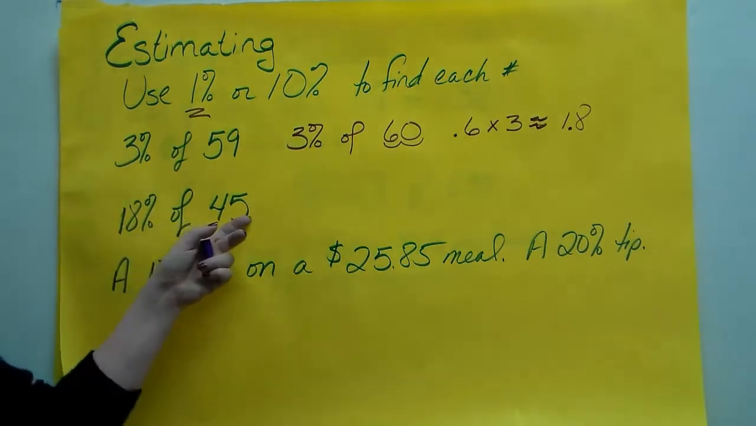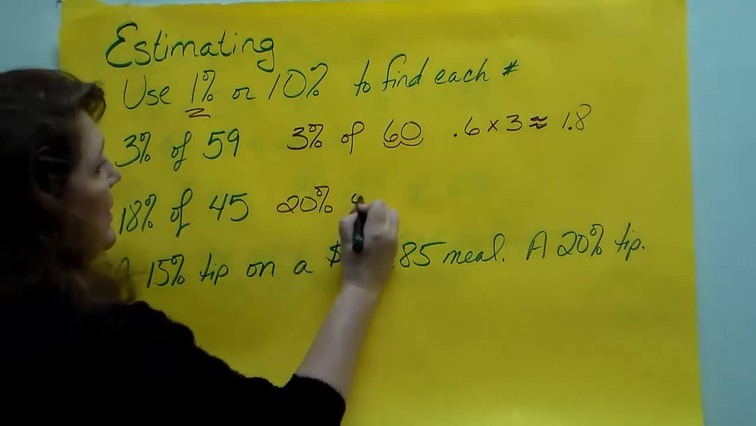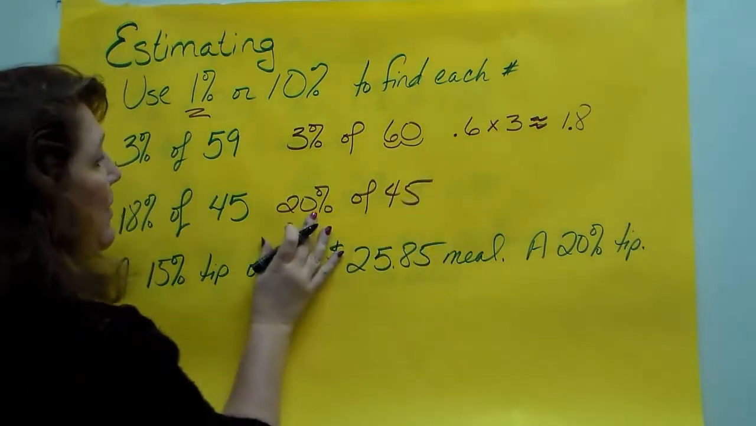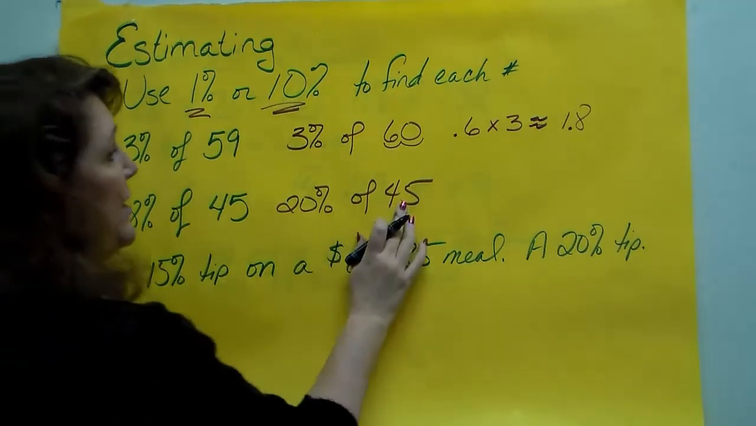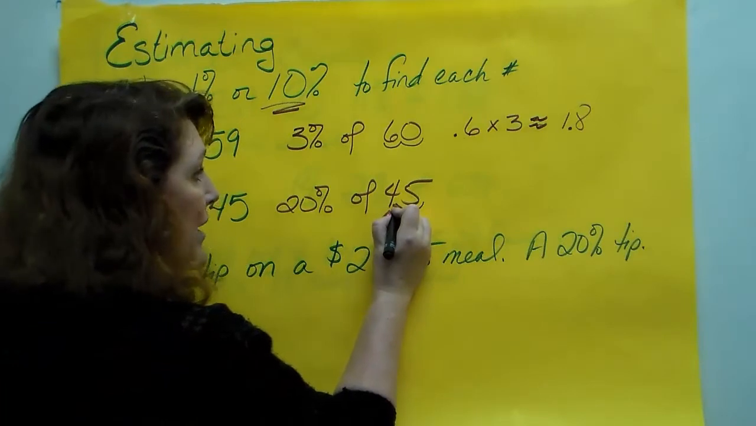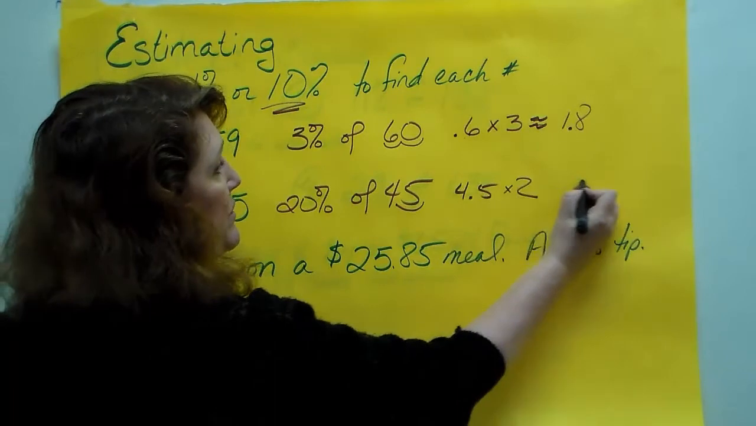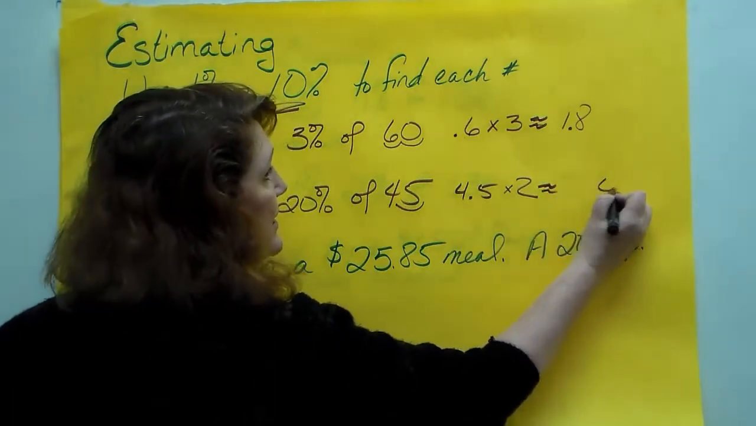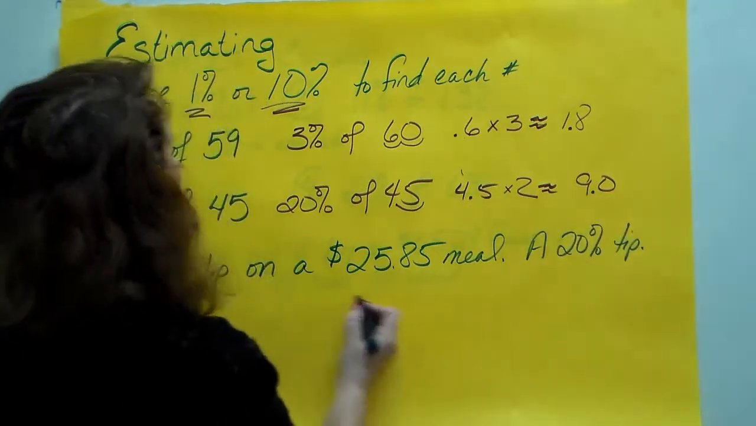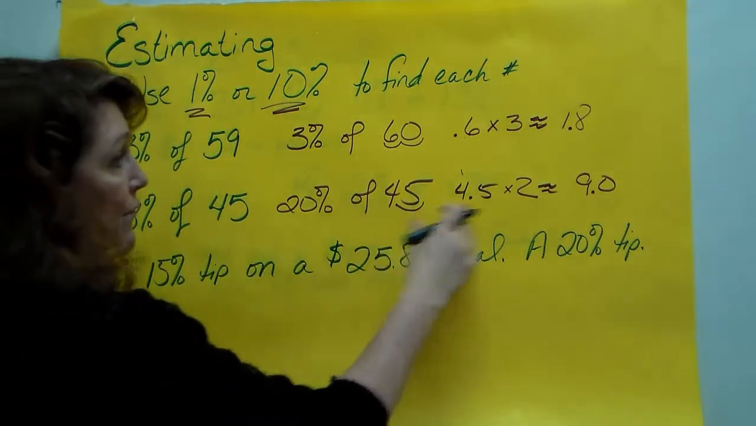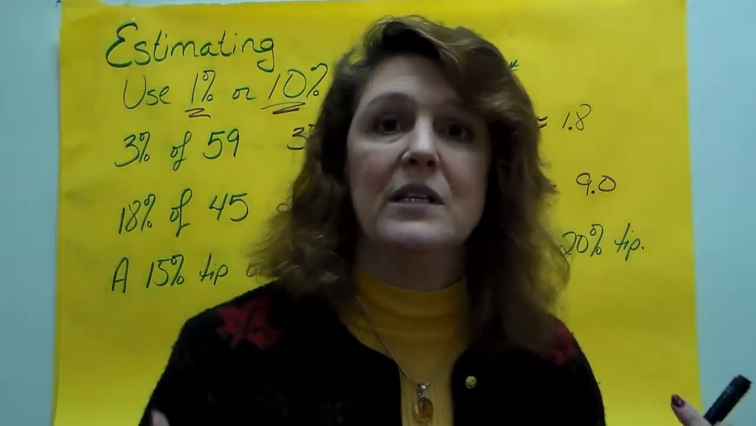Let's try 18% of 45. Well, 18 is about 20% of 45. How do I find 20? Well, that's 10% times 2. 10% of 45, I'm going to move the decimal over 1. So that's 4.5 times 2. 2 times 5 is 10, and 8 and 1 is 9, and there's 1 decimal place. So 20% of 45 is 9. 18% of 45 is about 9.